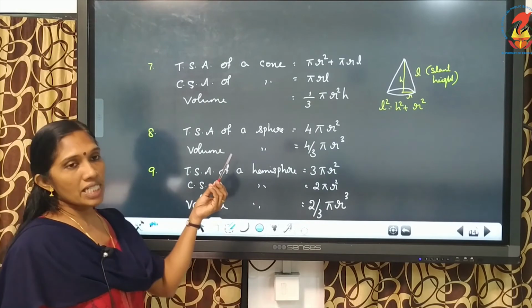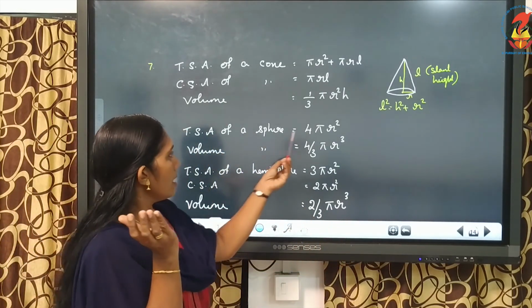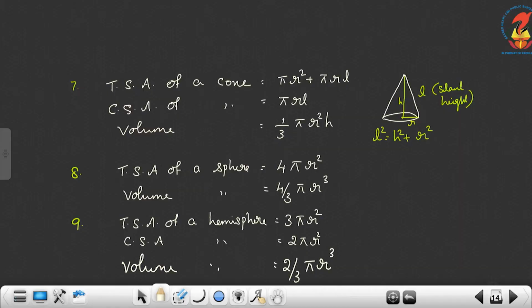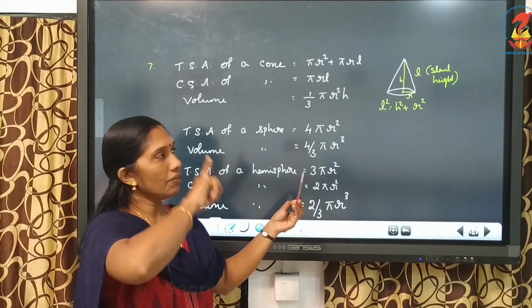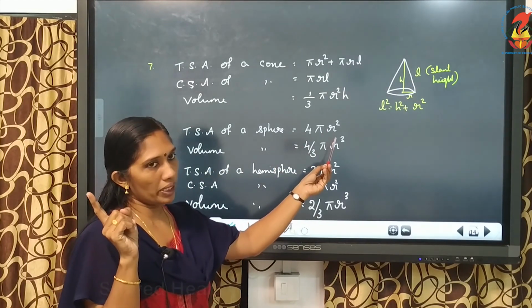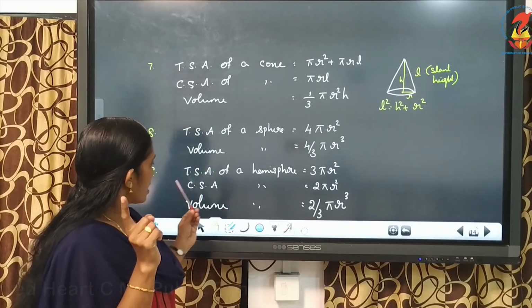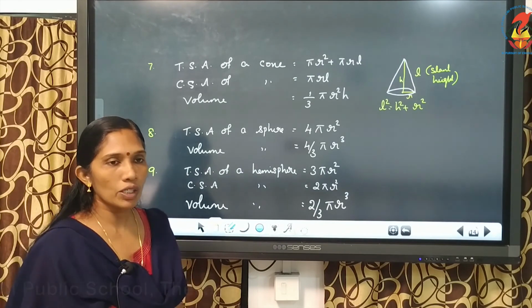Now TSA of a sphere. For a sphere there is only one face. So its TSA is 4 pi r square and volume is 4 by 3 pi r cube. And for a hemisphere, there is 1 curved face and 1 circular face. So 1 base area, that is pi r square, and the curved face is half of the sphere, 2 pi r square. So total area is 3 pi r square. CSA is 2 pi r square and volume is 2 by 3 pi r cube.